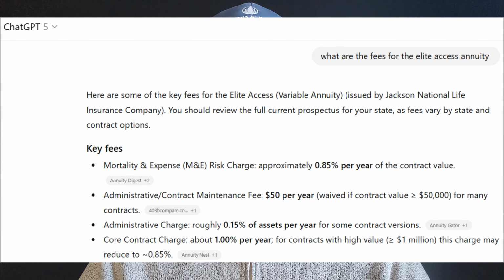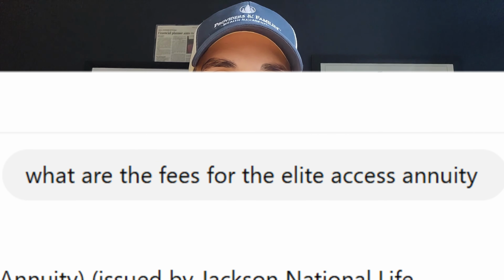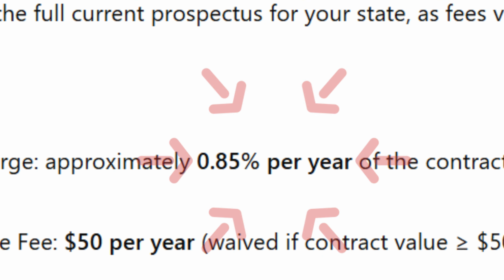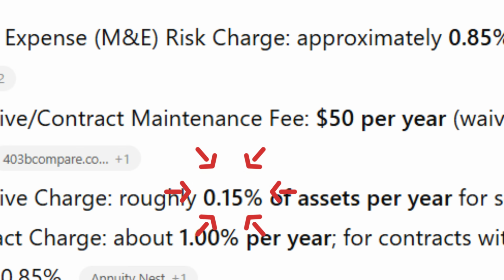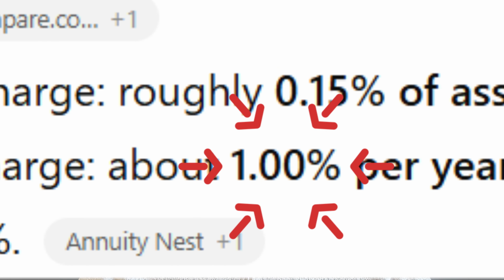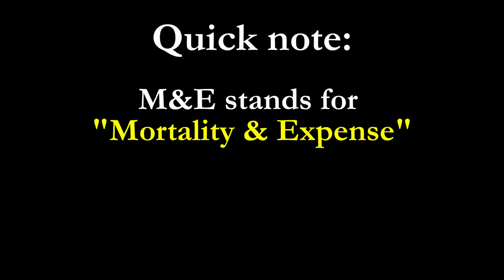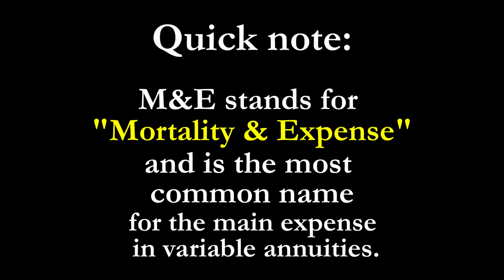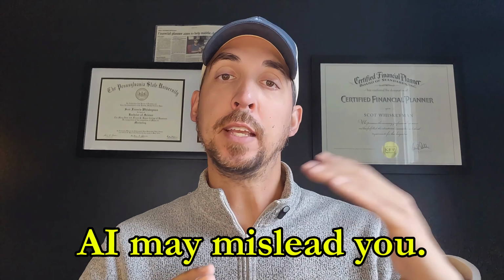For example, I typed, what are the fees for the Elite Access annuity? And it told me the fees were 0.85% for M&E, 0.15% for administrative, and 1% for the core contract charge. Quick note, M&E stands for Mortality and Expense and is the most common name for the main expense in variable annuities. But what AI doesn't know is that the core contract charge is not additional on top of those. So AI may mislead you into thinking you're paying more or less.